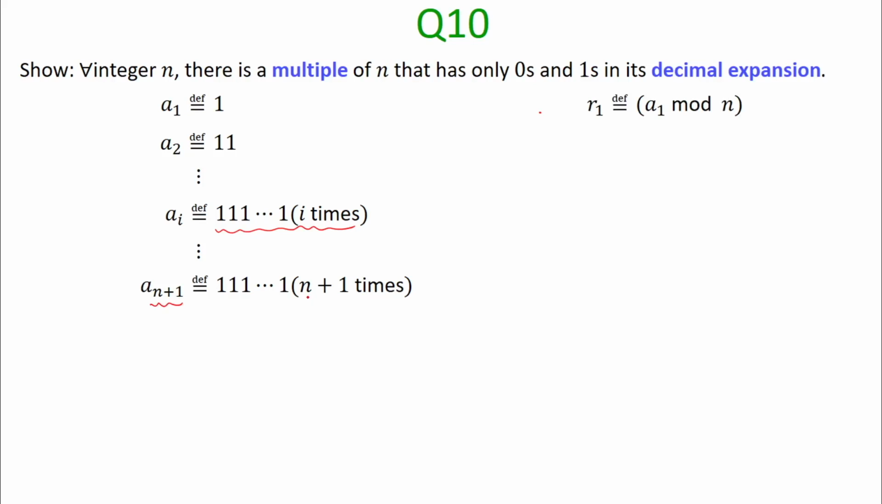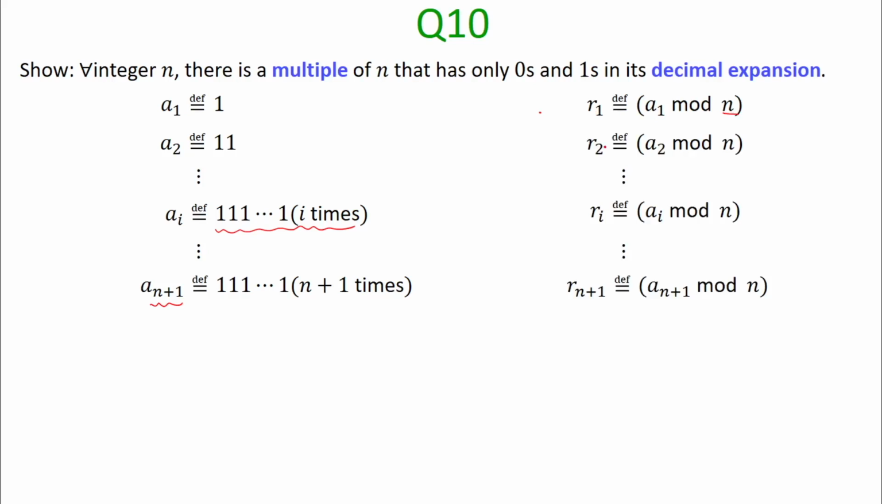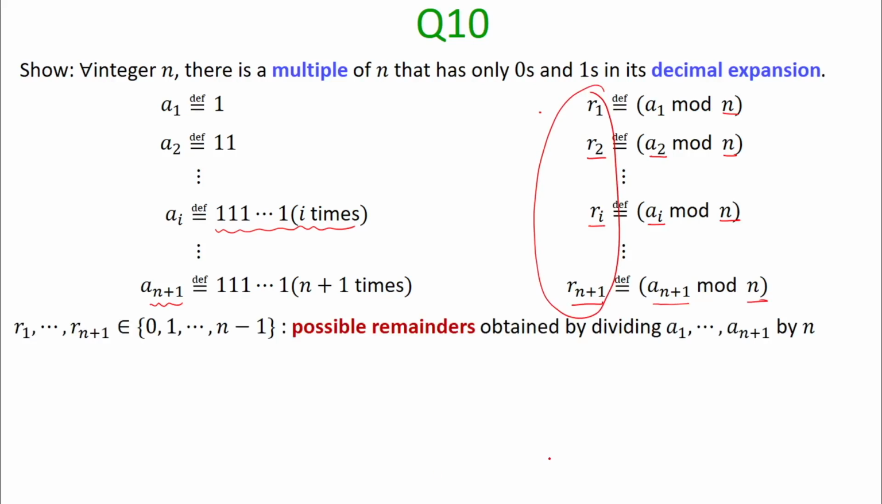Now let me define another set of values. My value r1 is the remainder which I obtain by dividing a1 by n. Similarly, I define r2 to be the remainder obtained by dividing a2 by n. I define ri to be the remainder obtained by dividing ai by n. And in the same way, I define r(n+1) as the remainder obtained by dividing a(n+1) by n. Now, what can I say about these remainders? It's easy to see that these remainders belong to the set 0 to n minus 1, because when you divide any number by n, the only possible remainder is 0 if it is completely divisible by n, or the remainder could be 1, 2, up to n minus 1.